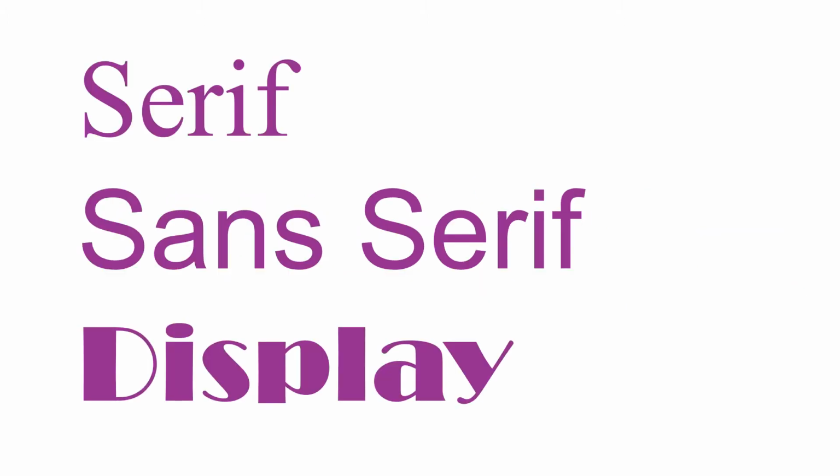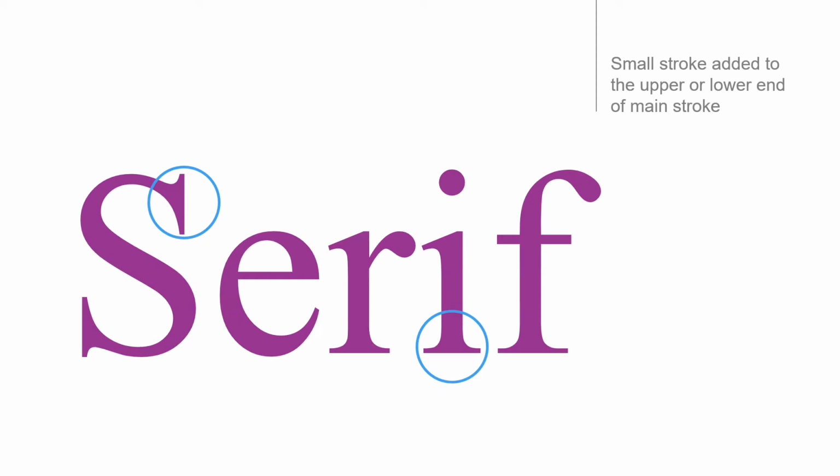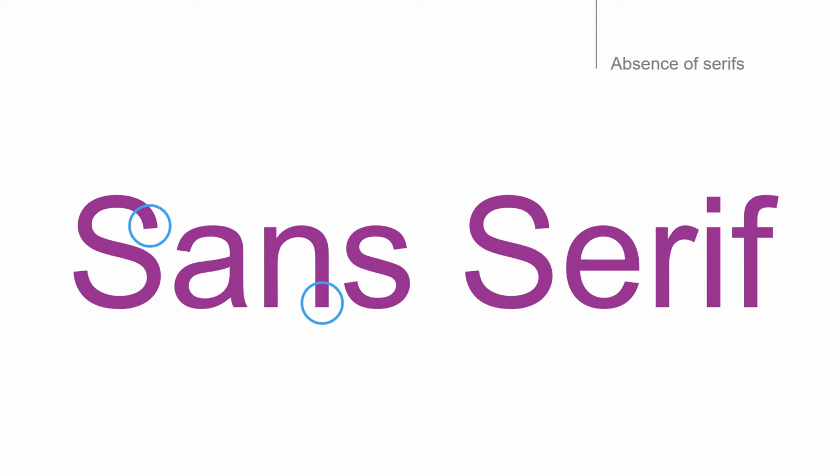There are 3 main classifications of typefaces, being serif, sans serif, and display. Serif typefaces always have these small strokes added to the upper and lower ends of the main strokes. Those small strokes are in fact called serifs. And every serif typeface will have serifs on the letter forms. As you might guess, sans serif typefaces do not have serifs at the edges of the letter forms, like so.